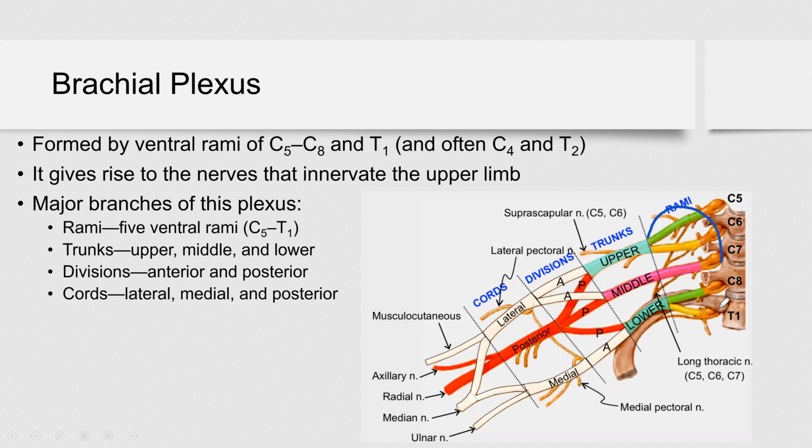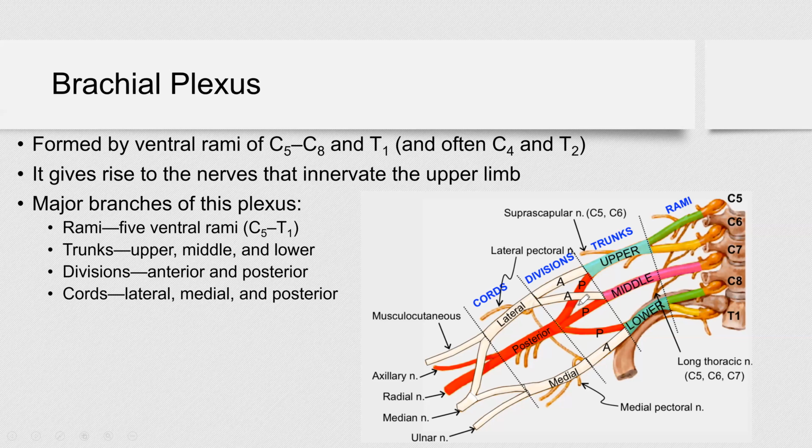So here we have our rami, right? We have ventral rami from C5 to T1. Then the rami form 3 trunks. So over here, the trunks. We have upper, middle, and lower trunk. Then those trunks form divisions, and over here we have the posterior division shown in red, and the anterior division. So the red ones are the posterior division, and what's shown in white is the anterior division.